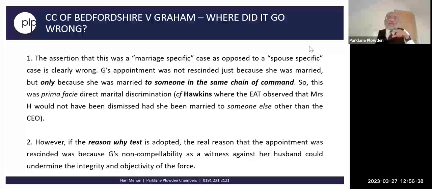So the assertion that this was simply a marriage-specific case as opposed to a particular spouse case, it seems to me can't be right. Mrs. Graham's appointment was not rescinded just because she happened to be married. It wasn't rescinded because she wasn't a single person. It was because she was married to somebody else in the chain of command, and in particular, a divisional commander. So this was prima facie direct marital discrimination.